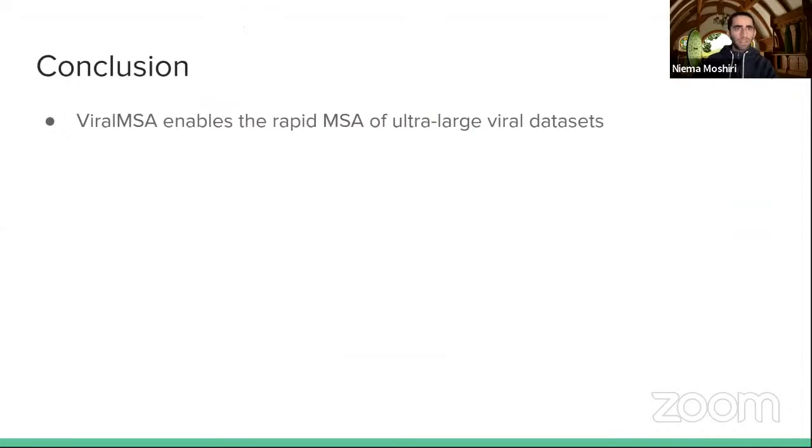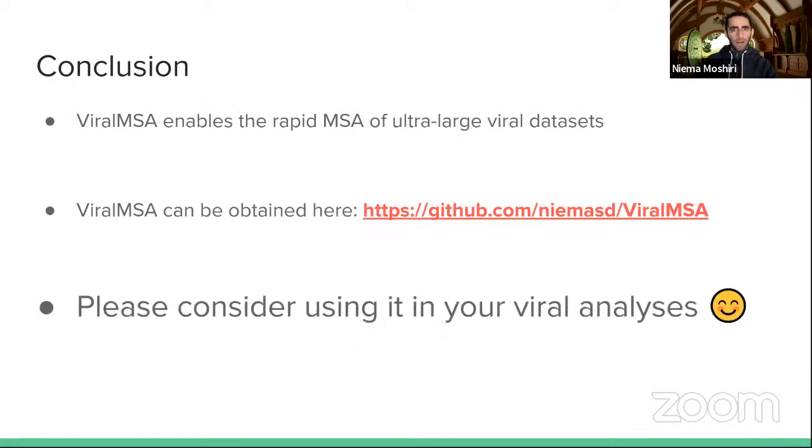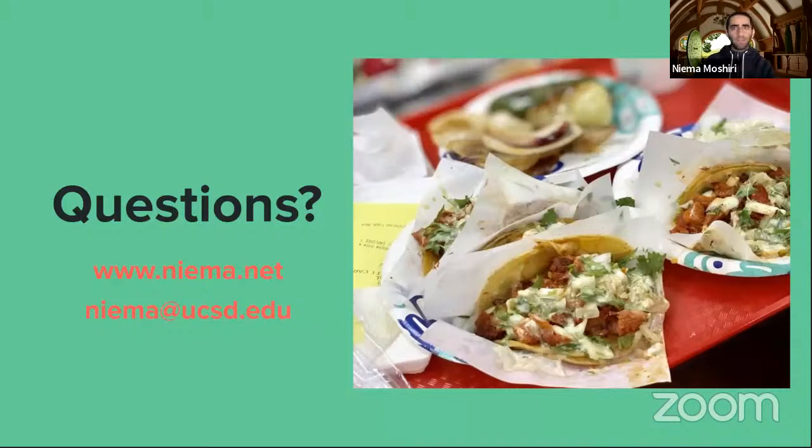So in conclusion, this tool that I've developed enables rapid multiple sequence alignment of viral genomes. It's open source, you can get it online. And hopefully, if you do any viral analyses, consider using it. So some acknowledgements, Heng Li developed Minimap2, which is kind of the essence of the speed. And this work was supported by NSF and Google. And yeah, I'll leave questions for the chat or later in the session.